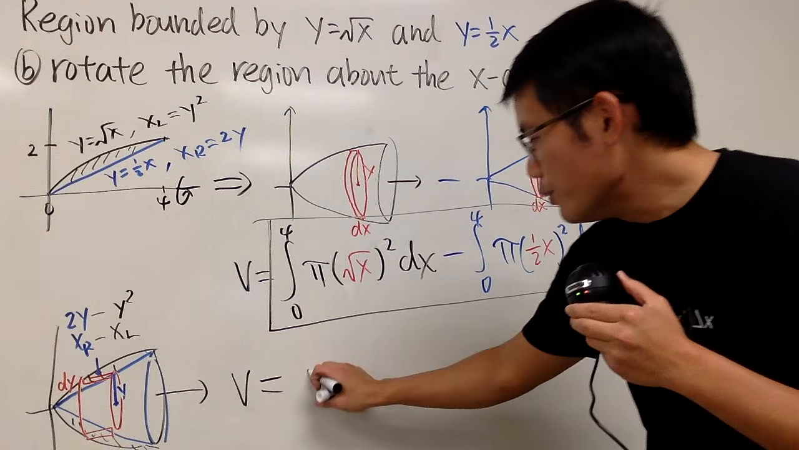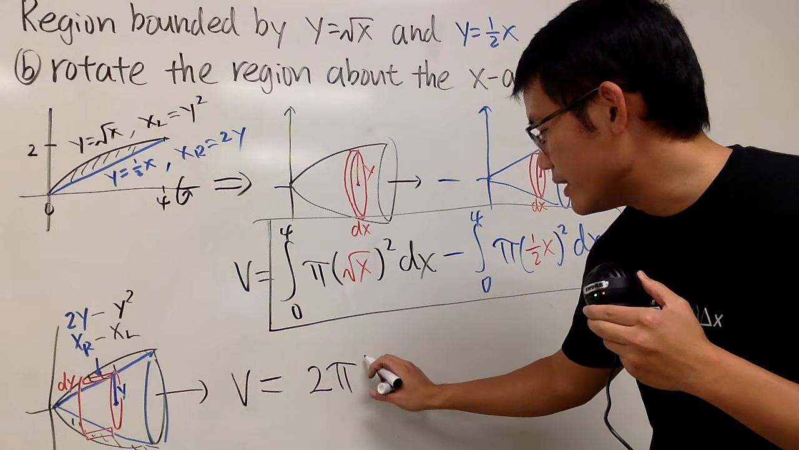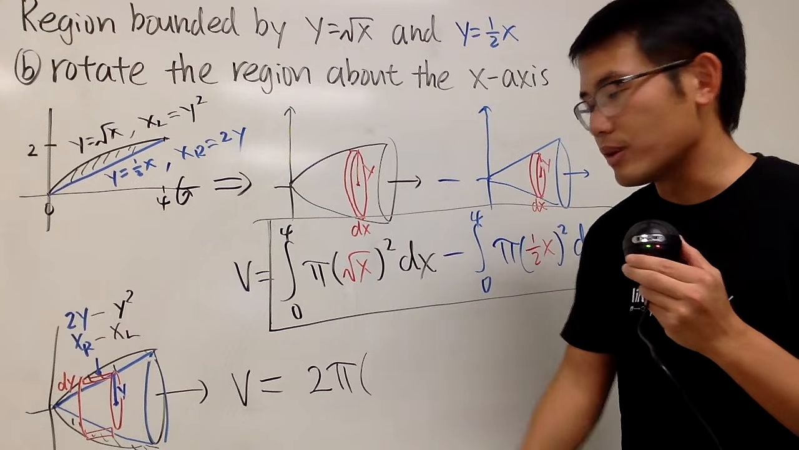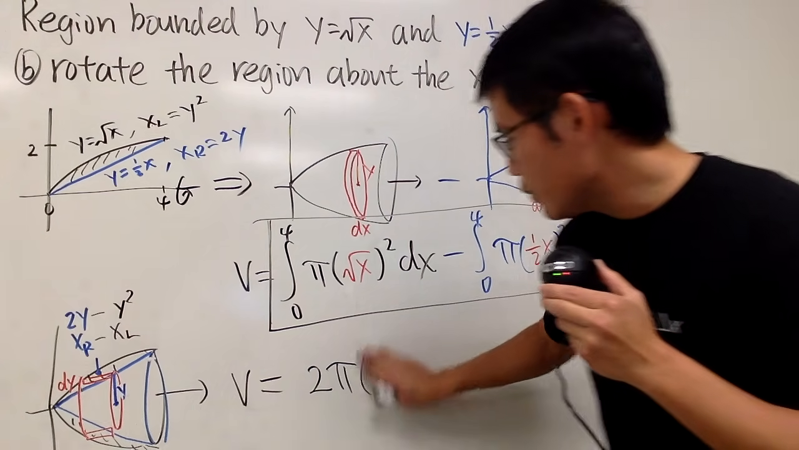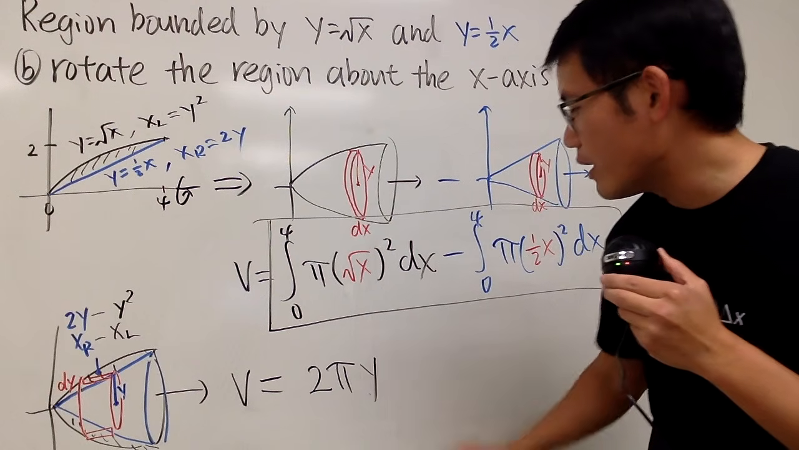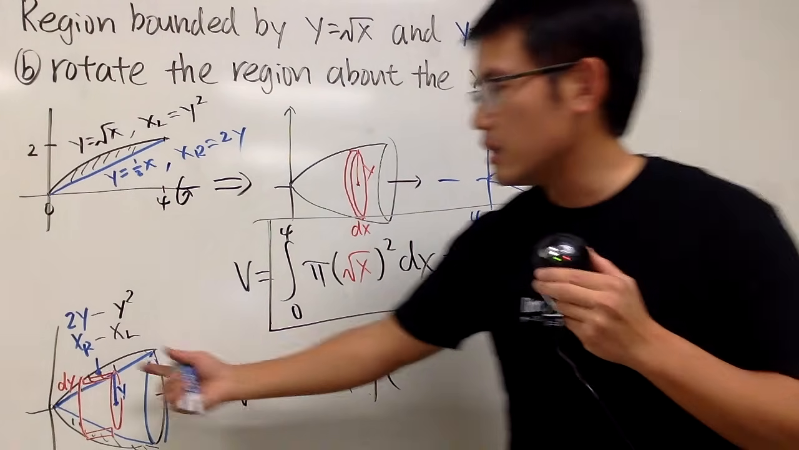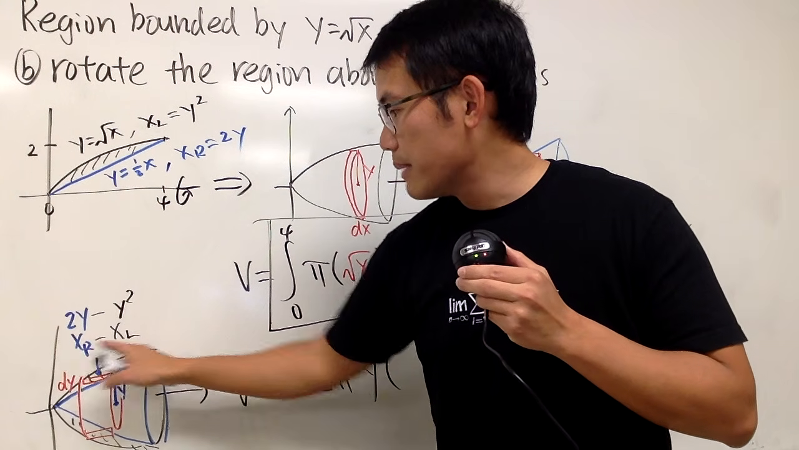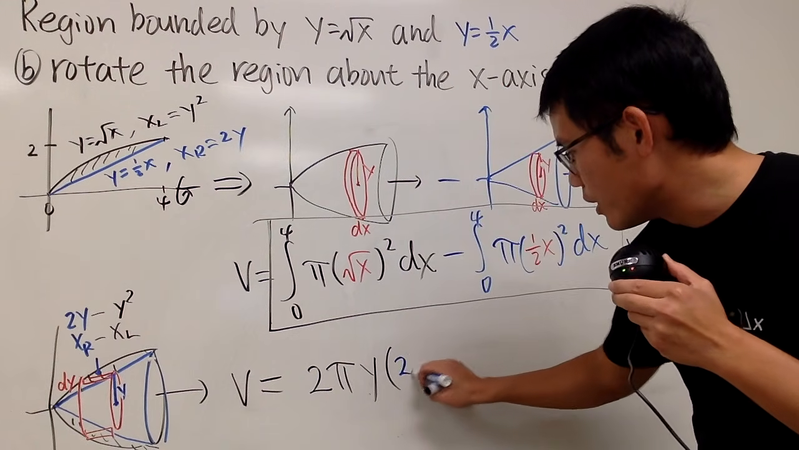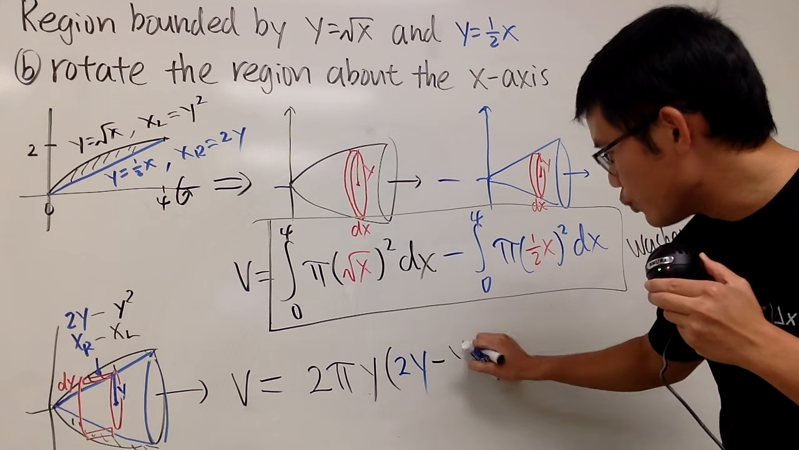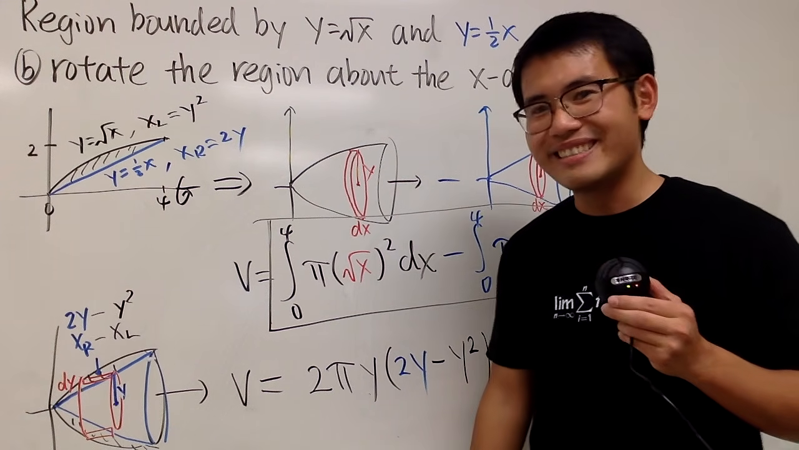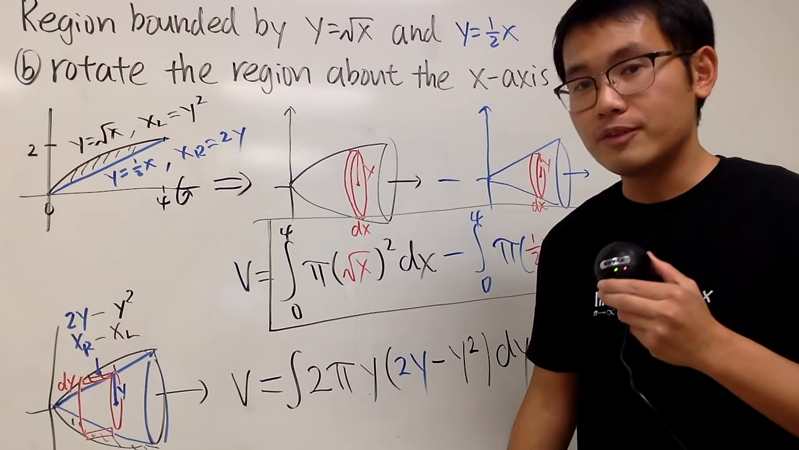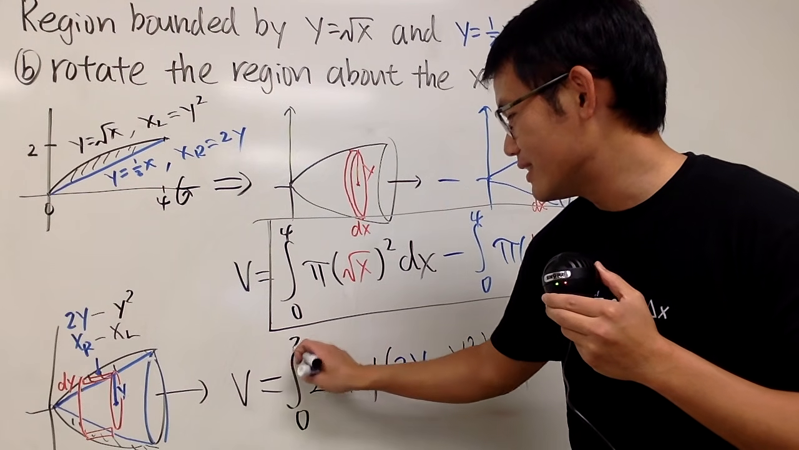Well, 2 pi times the radius, again, that's the circumference formula, right? And the radius is the y, which I will just put on, 2 pi y right here. And then we have to multiply by the height, which is this minus that. And we are in the y world, so 2y minus y squared, and then the dy. Very nice. And then integrate that from 0, yes, to 2.